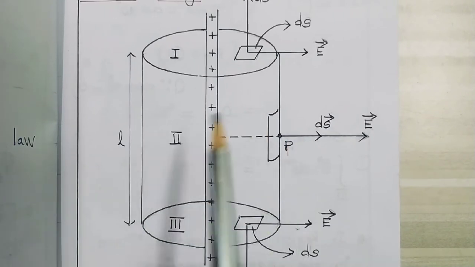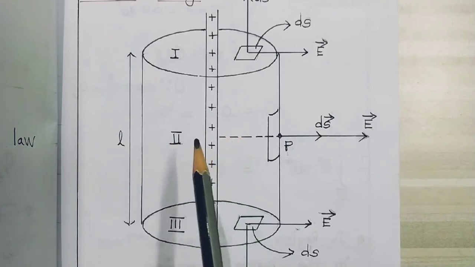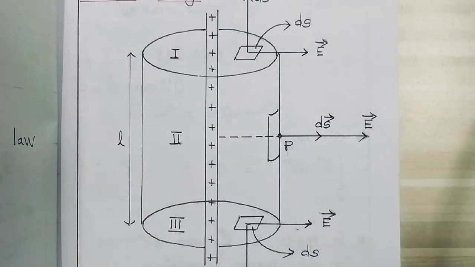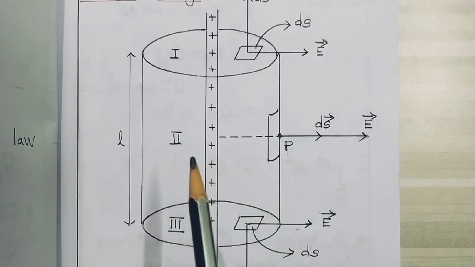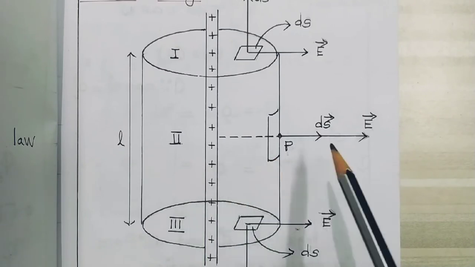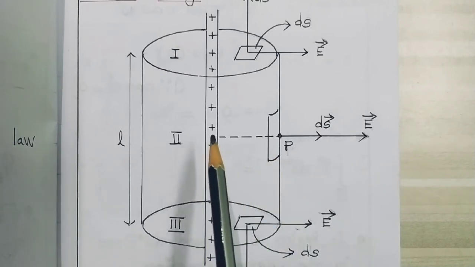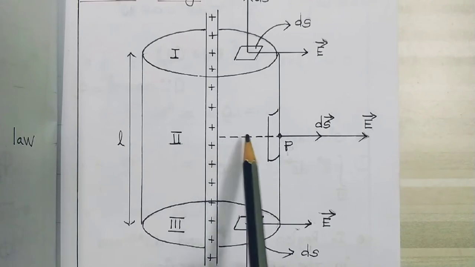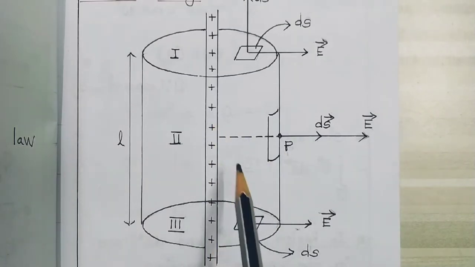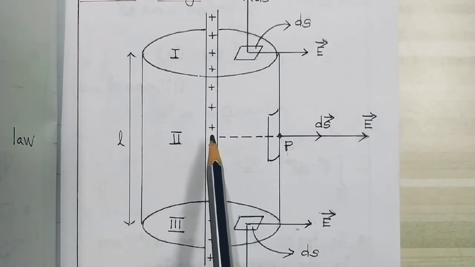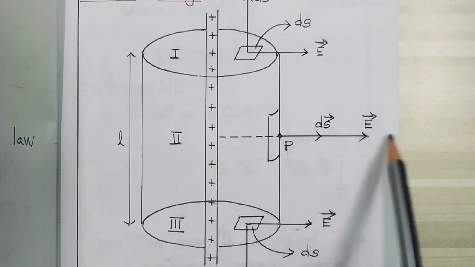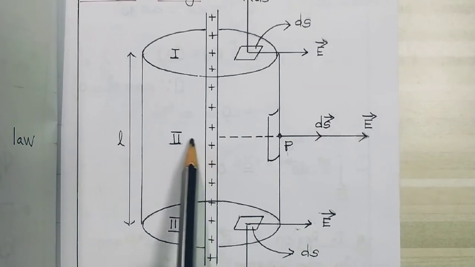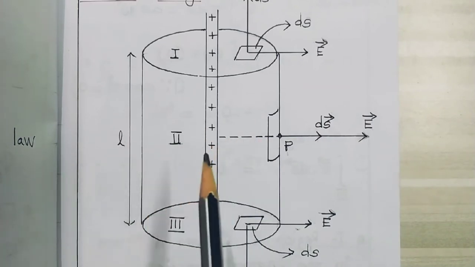orients all around the wire radially outwards, because we know that electric lines of force originate from positive charge and terminate at negative charge. So here the electric lines of force originate from the positively charged wire. So the electric field direction is oriented outward. So in this direction, all around the wire.